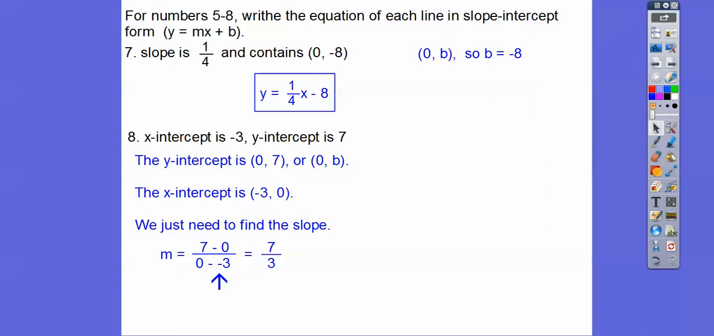0 minus 7 over 0 minus -3 is 0 plus 3, or 7/3. Okay, remember, b is 7, so it's y equals 7/3 x plus 7. Okay, that's probably the fastest way. There's other correct ways to get this.